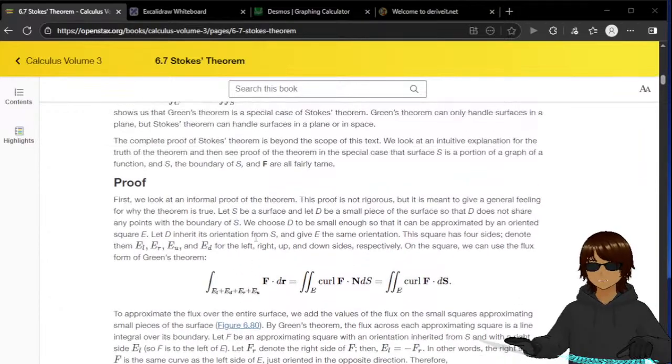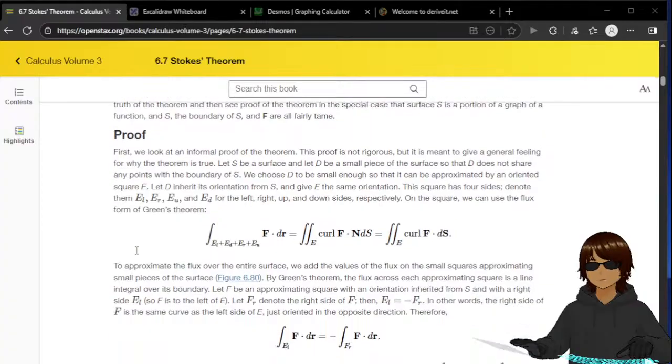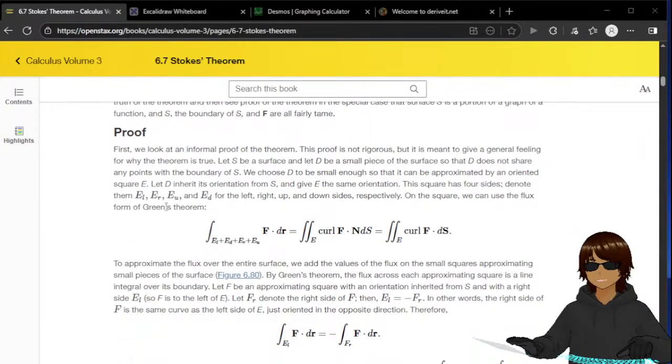Let D inherit its orientation from S and give E the same orientation. This square has four sides. Let's denote them EL, ER, EU, ED for left, right, up and down sides, respectively. On the square, we can use the flux form of Green's theorem. So the double integral of curl F dot N is equal to the line integral of F dot dr.